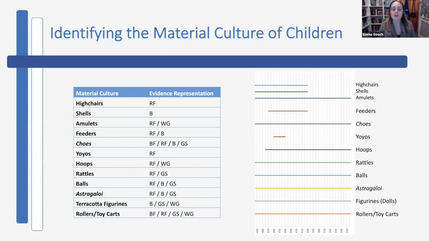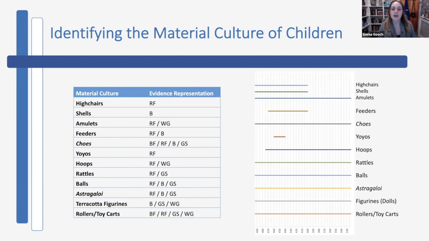Feeding cups, or feeders, were associated with younger children in red figure and burials. Children of various ages were associated with choes in black and red figure iconography and in scenes on stelae. Children were also interred with them in graves. Choes were a specific form of jug that were usually adorned with scenes showing children and were used by children when they celebrated a rite of passage when they were around 3 years old. Yo-yos were only illustrated in red figure.